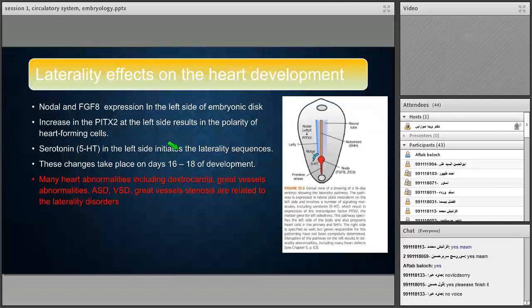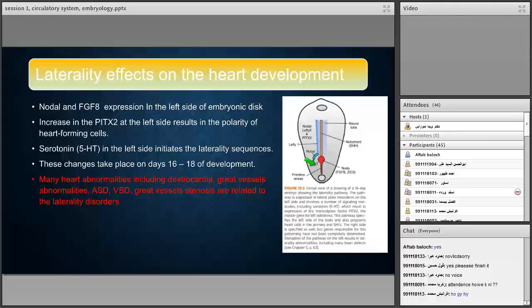Also we have PTX2 at the left side, which results in the polarity of the heart-forming cells. It means that if these genes do not express, or express in the right side, something will happen and the heart looping will change in the vice versa direction. Serotonin or 5-HT in the left side initiates the laterality sequence.